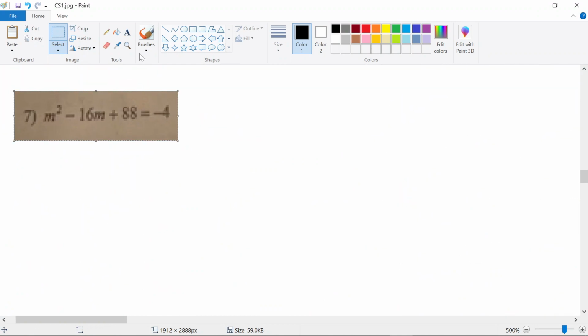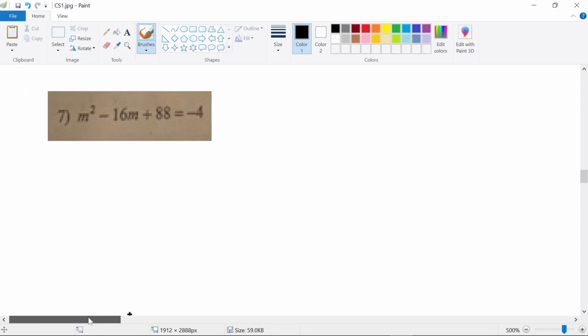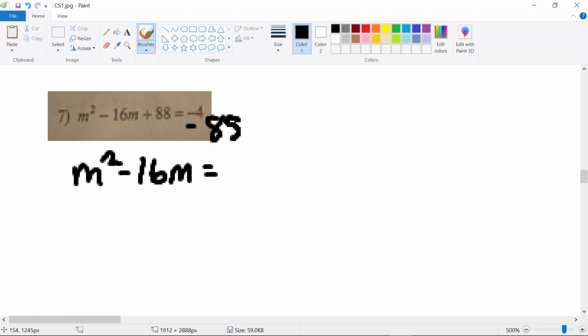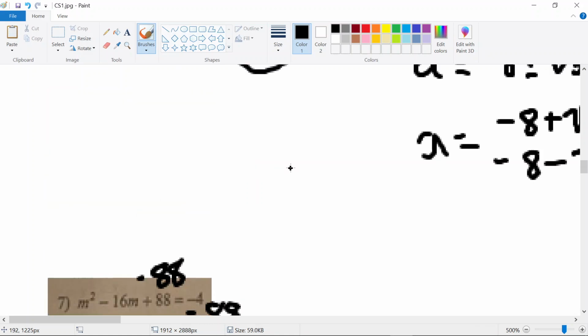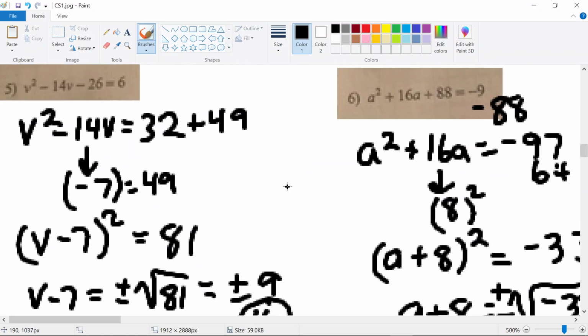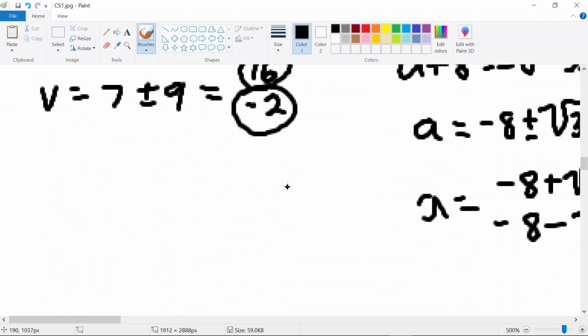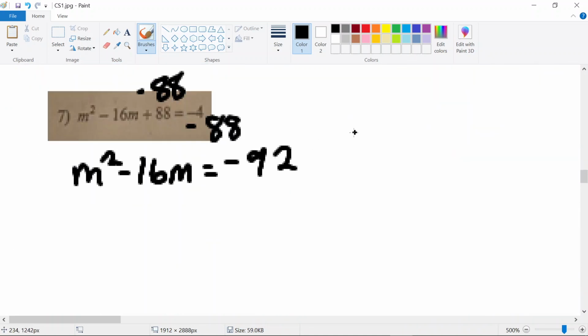Let's put this one here. Step 1, I'm going to move that 88 to the other side. I'm subtracting 88 from both sides. M squared minus 16m equals negative 88 minus 4 is negative 92. I thought I did this one already. Hold on. Oh, I was looking at number 6, which was very similar, 97. Okay, I didn't already do this.